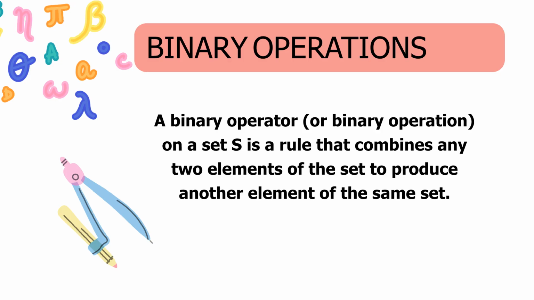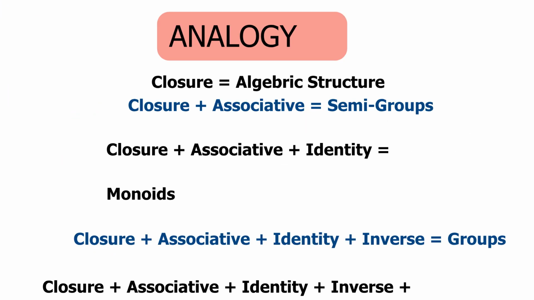First, let's define a binary operation. A binary operator on a set S is a rule that combines any two elements of the set to produce another element of the same set. We can build up algebraic structures based on properties. Closure defines an algebraic structure. Adding the associative property forms a semigroup. Adding the identity element forms a monoid. Finally, adding the inverse property defines a group. If it is also commutative, it is an abelian group.